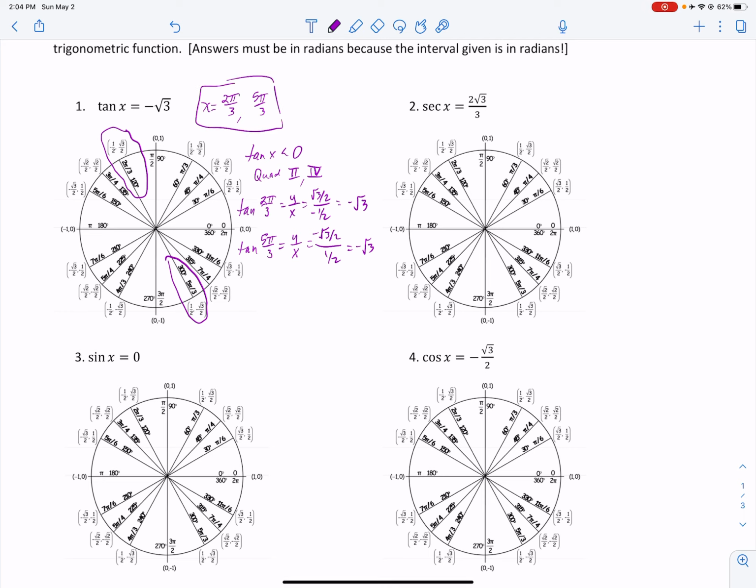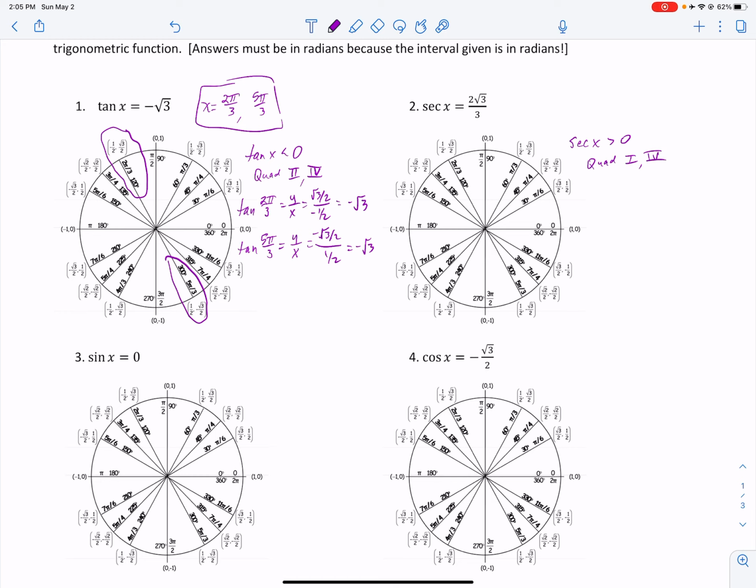Let's look at number 2. We have secant being 2 root 3 over 3, and it's positive. So the first thing I want to identify is in which quadrants is secant positive? Well, secant's the reciprocal of cosine, which deals with x and r. So it's going to be where x is positive, which is going to be quadrants 1 and 4.